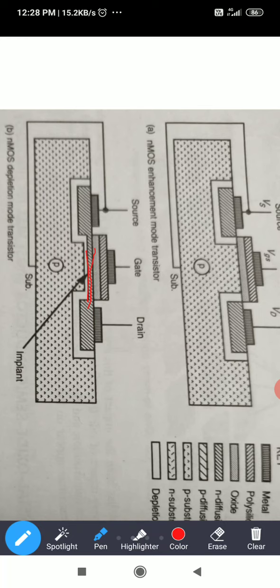is enhanced, means the channel is formed near the oxide layer. Here near the oxide layer the channel is formed. When these conditions are satisfied, means VGS greater than threshold voltage and drain to source voltage greater than VGS minus VT, then these three conditions are there. When these three conditions are satisfied, then only the current will flow in the drain, output drain current, ID.